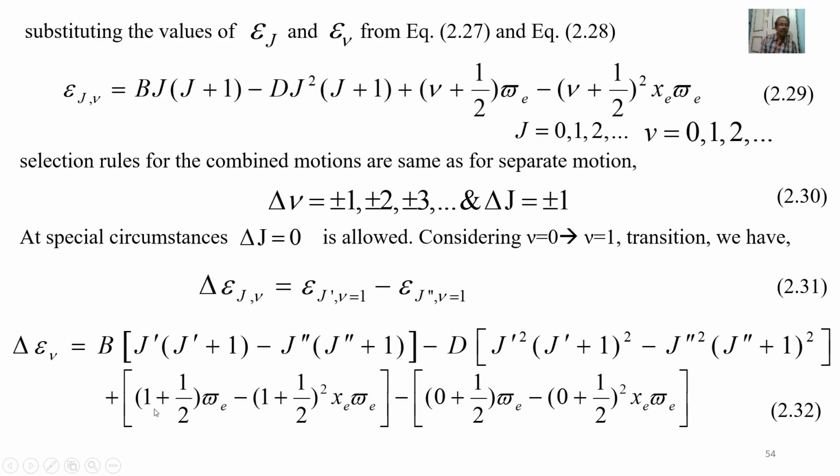So we have (1 + 1/2) omega e minus (1 + 1/2) whole squared x e omega e, minus 1/2 omega e, minus (0 + 1/2) whole squared x e omega e.